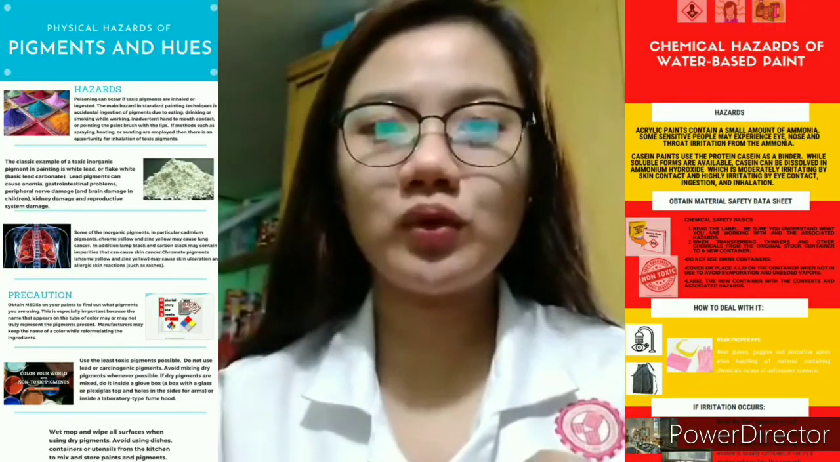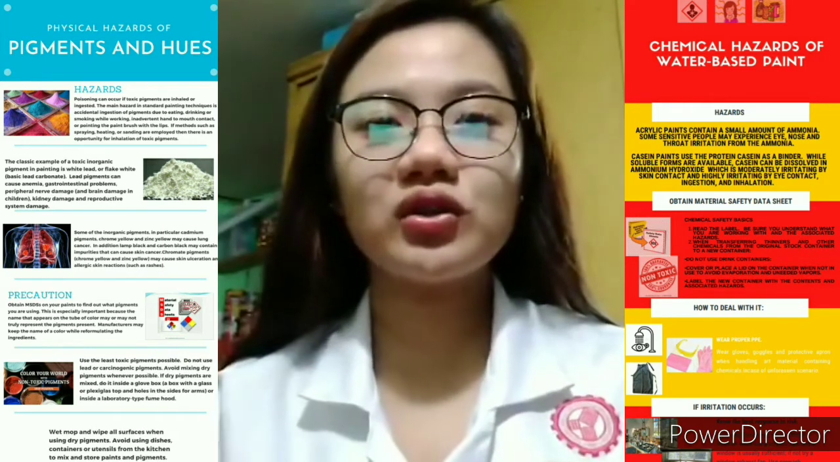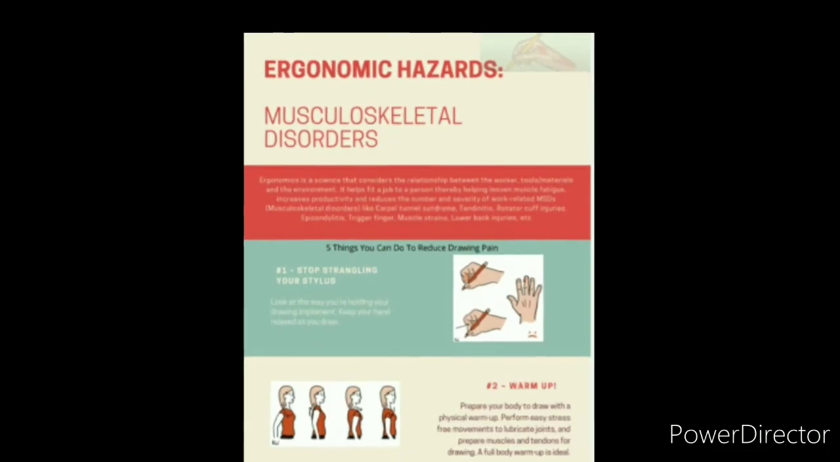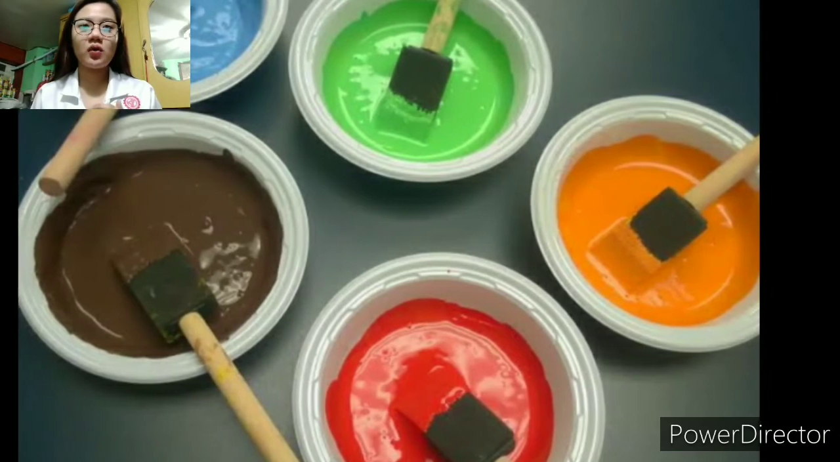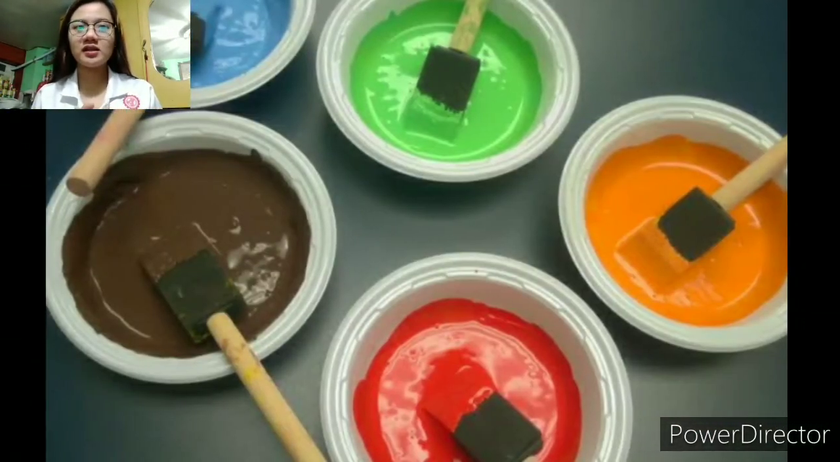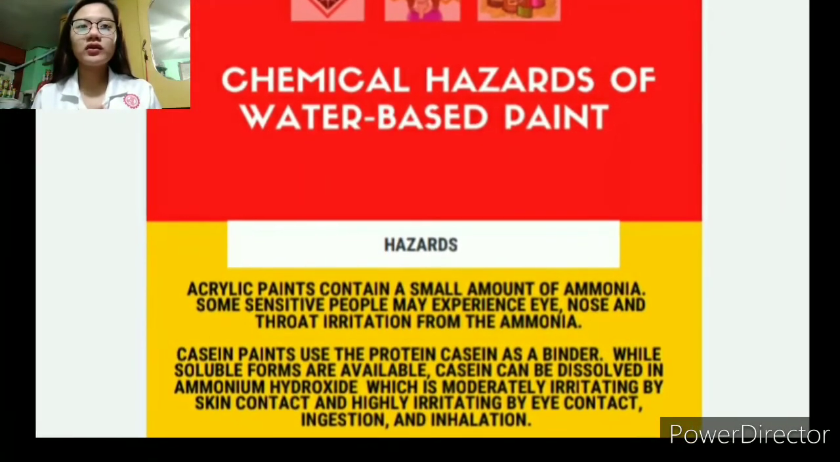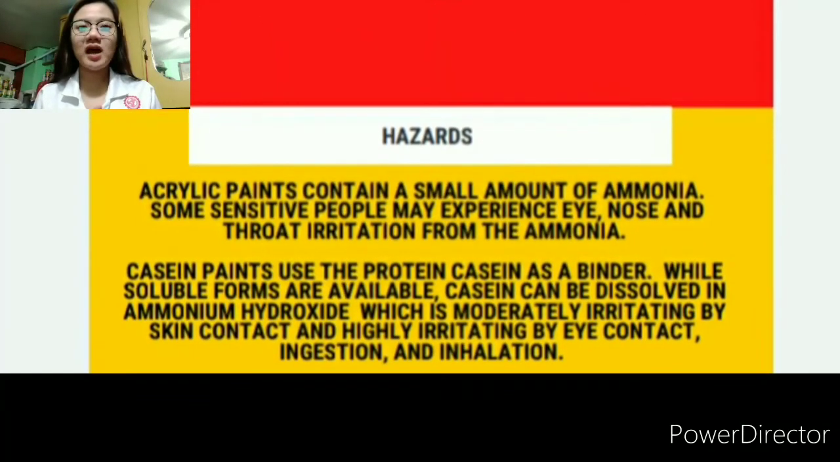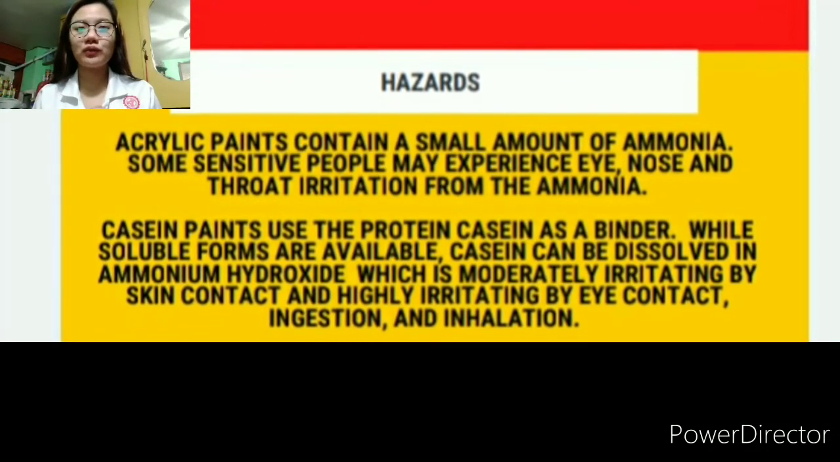Here I will show an infographic that shows procedures in responding to emergencies specified in the illustration laboratory, pertaining to how you select your art materials, which relates to chemical hazards, and how you handle the art materials, which relates to ergonomic hazards. Mostly in painting, we use water-based paints. Water-based paints include watercolor, acrylic, gouache, tempera, and casein. The hazard is that acrylic paints contain a small amount of ammonia. Some sensitive people may experience eye, nose, and throat irritation from the ammonia.